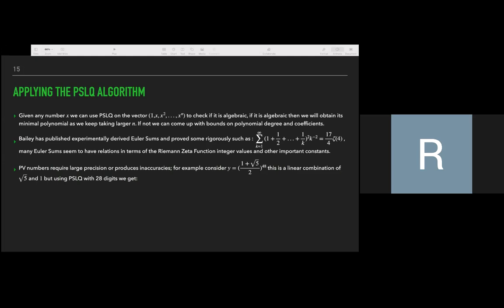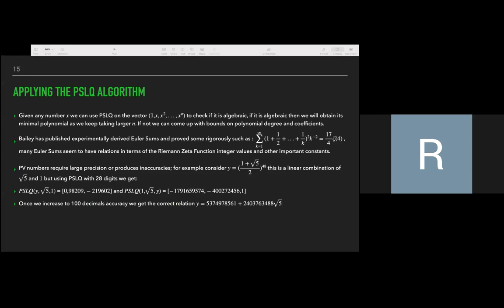And going back to PV numbers, if we consider the golden ratio and take a large enough power of it, let's say the power of 48, this is a linear combination of square root of 5 and 1. But PSLQ will give us faulty answers if we don't use a large enough precision. This is an implementation in Mathematica. You can see that I changed the order of the inputs, and it gave me different answers. So something is definitely going wrong, and the correct answer is what you get when you increase to 100 decimals of accuracy.